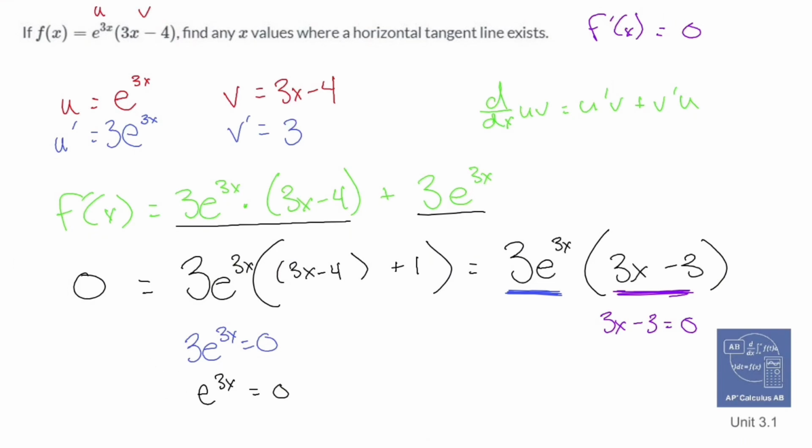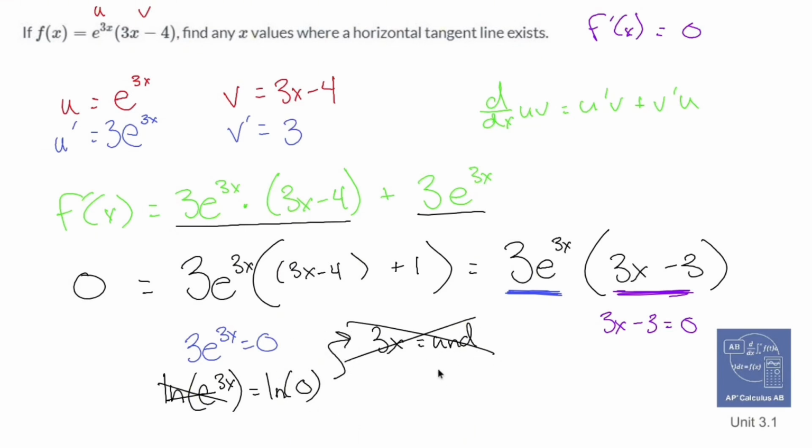Okay, what I'll do is let me drop down that 3x by taking the ln of both sides. So ln of both sides allows me to cancel out the ln of e, leaving me with just 3x. Now, here's the tricky part. The ln of 0 doesn't exist. It's undefined. So after all of that, we get nothing here. That was great. That was a waste of time. But that doesn't mean we're not done.